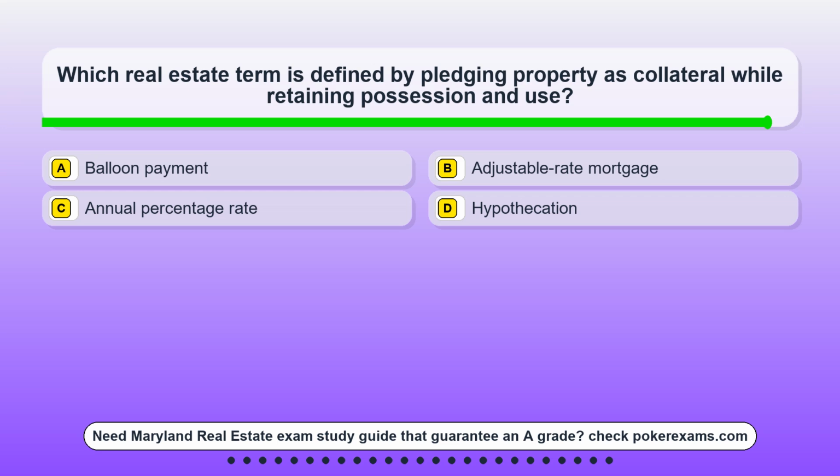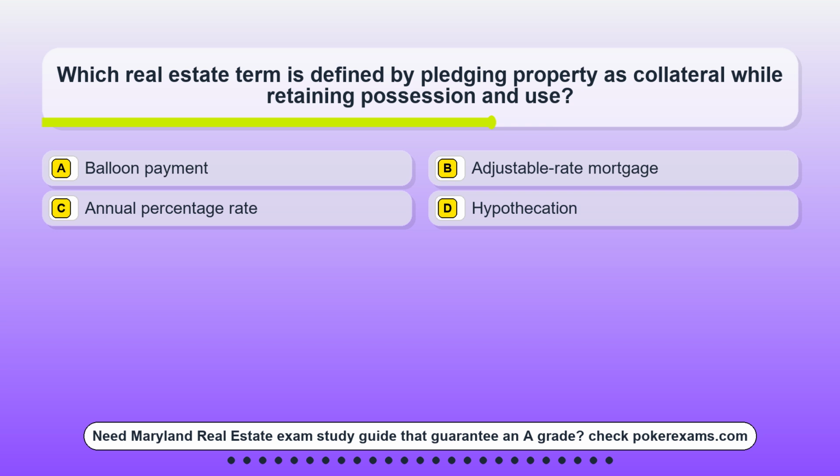Question 4. Which real estate term is defined by pledging property as collateral while retaining possession and use? Option A, balloon payment. Option B, adjustable-rate mortgage. Option C, annual percentage rate. Option D, hypothecation.